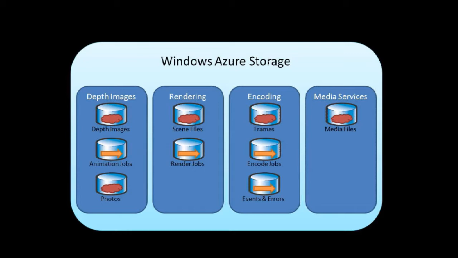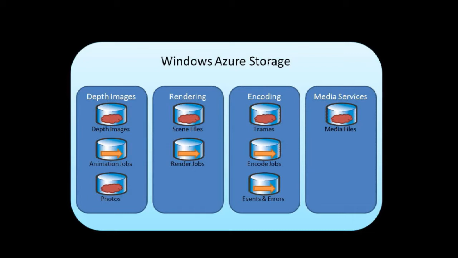Now, I thought of different ways of solving this. One thing I thought of doing was generating 10 storage accounts and using round-robin load balancing across those 10 storage accounts. That would have worked. It would have been quite complex to implement. The other thing I thought of doing, and this is what I did, was partitioning across multiple storage accounts. I have one for the depth images. So the Connect controller is uploading to depth images, animation jobs, and it's putting its photo in the photos blob.